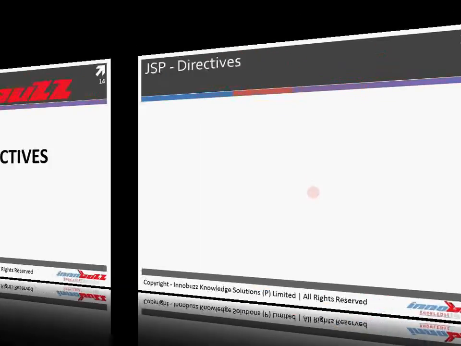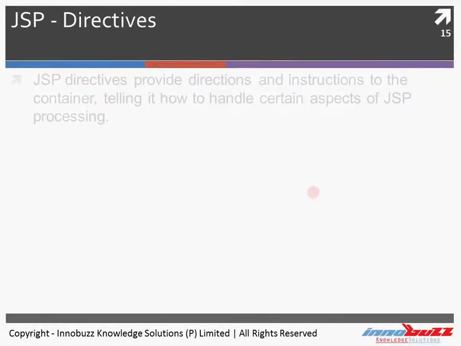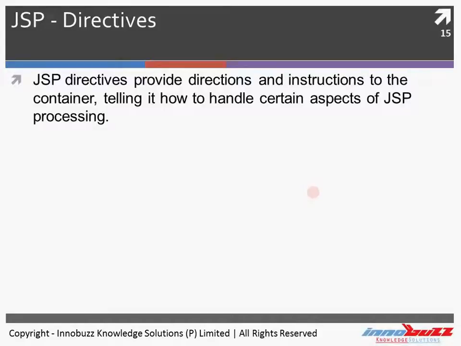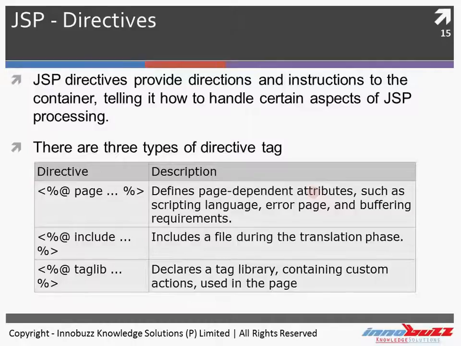Directives are one of the elements of a Java Server Page which provide directions and instructions to the container, telling it how to handle certain aspects of JSP processing. Basically it gives the instruction for the JSP container to handle the processing of JSP tags. There are three types of directive tag: first is the page directive, then the include directive, and the taglib directive. We'll see each of the directives in detail.